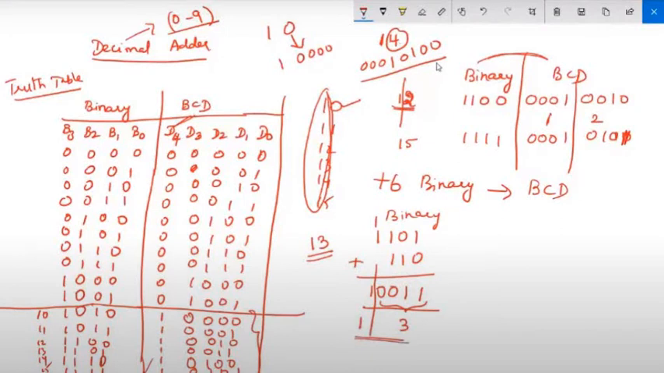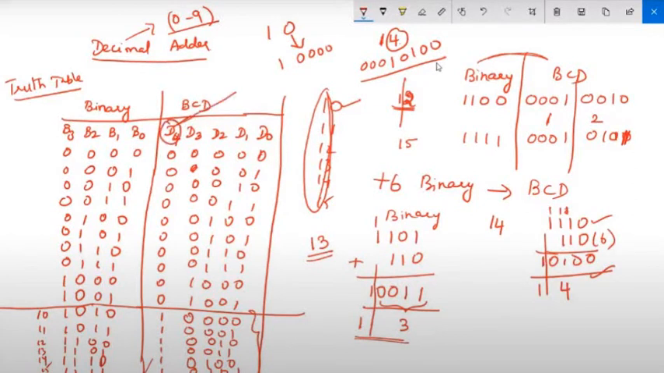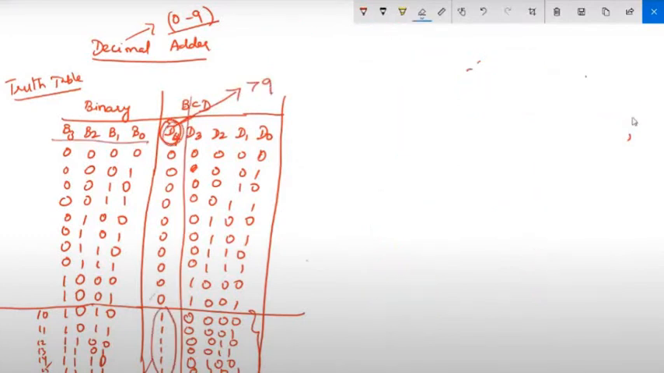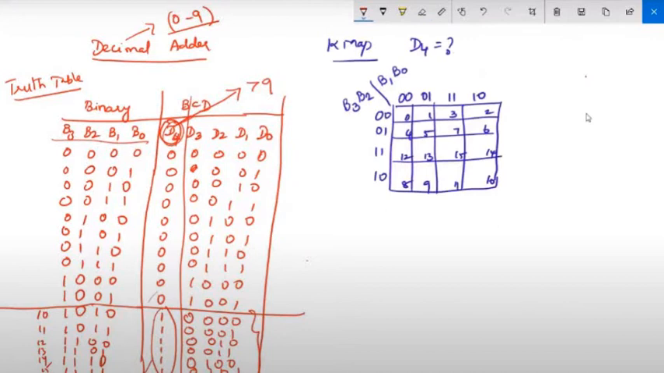So what is the answer we got? 13, right? So the logic behind binary to BCD conversion is whenever your binary number is greater than 9, we have to add 6 to get its BCD equivalent. To find the expression for D4, because D4 indicates whether your number is greater than 9, we have 4 bits, right? B0, B1, B2, B3 are the inputs. So you have to use the 16 cells and find the expression for D4. For D4 till 9 it will be 0, right? So till the 9th cell you have to write 0. Then from 10 to 15 it will be 1, right? So from cell number 10 till 15 you have to write 1.